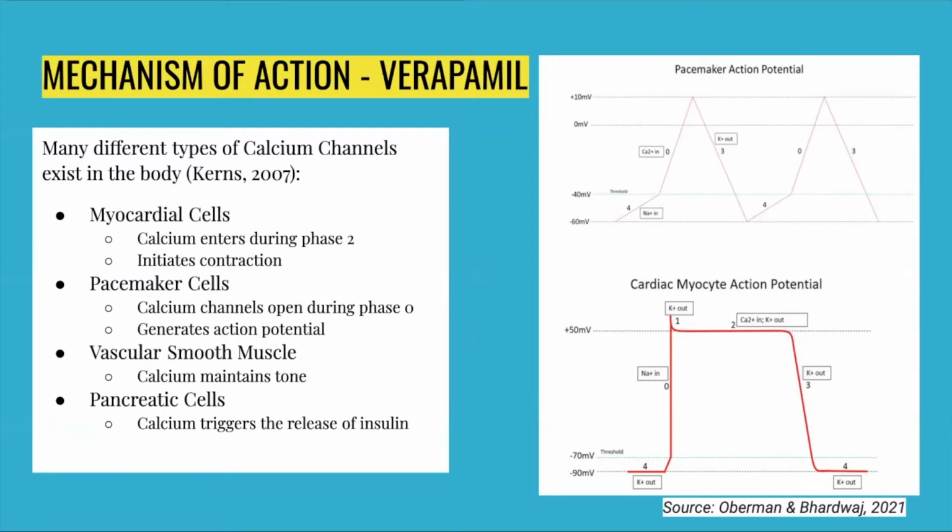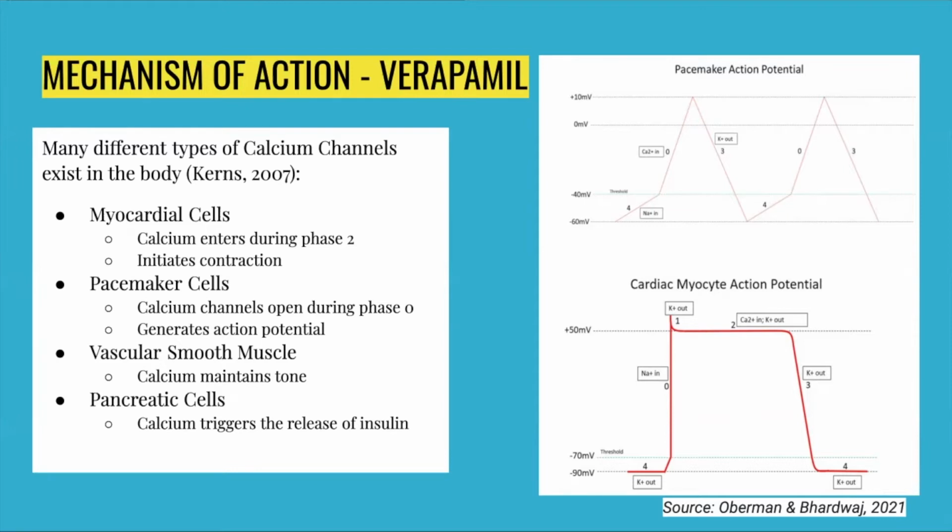Now let's look at pacemaker cells. And in order to understand these fully, let's reference the pacemaker action potential picture. Calcium channels open at phase 0, which causes calcium to enter the cell. This is what generates an action potential needed for the propagation of the impulse responsible for our heartbeat. If a patient takes a calcium channel blocker, it would reduce the amount of calcium entering the cell.